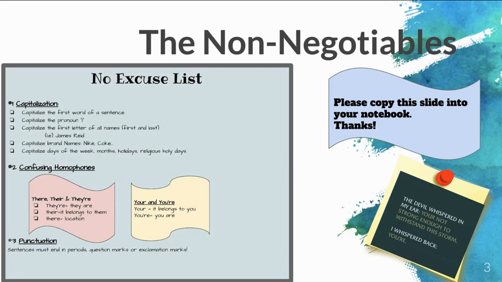You are also going to capitalize the pronoun I. So anywhere in your narrative where it says I, you want to make sure that that is a capital I. You're going to capitalize the first letter of all names. So it's first and last name. So James Reed, the J is capital, the R is capital. And you're going to capitalize brand names. Nike, Coke, any brand name, Xbox, you want to make sure that you capitalize those.